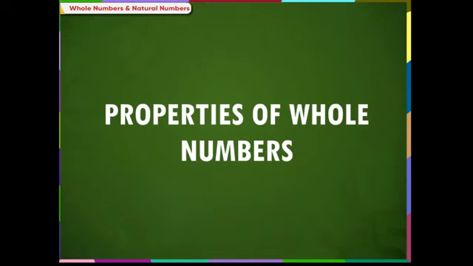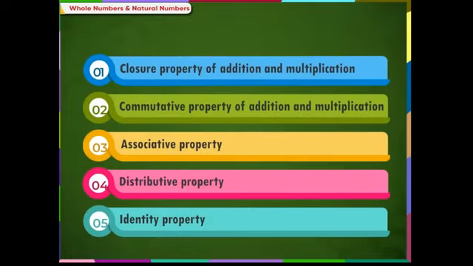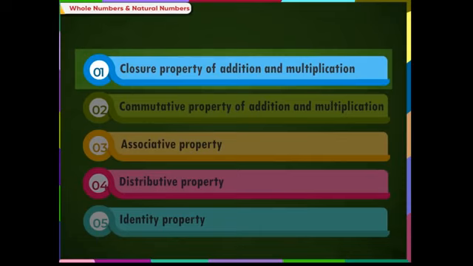Properties of whole numbers. There are 5 properties of whole numbers. Closure property of addition and multiplication.